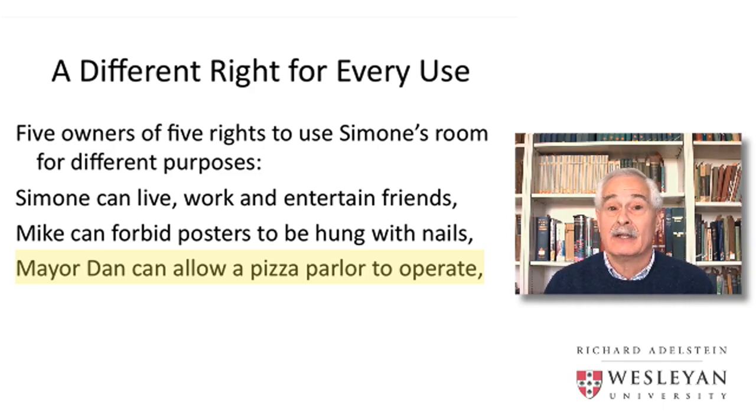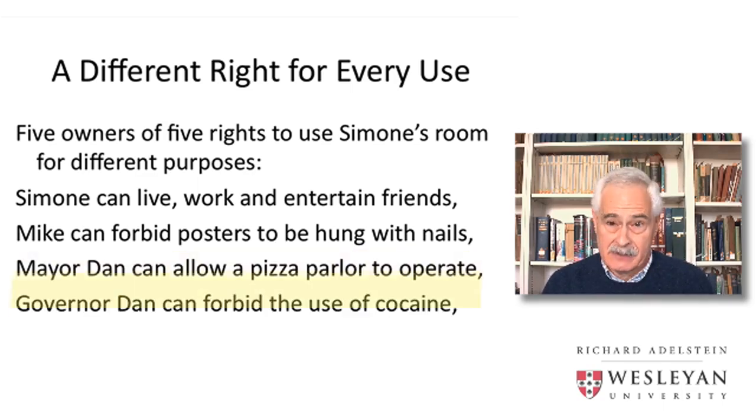Governor Dan goes further and forbids the use of cocaine in Simone's room, not just by Simone, not just by Governor Dan himself, but by everybody. Where Mayor Dan might allow some pizza parlors to operate somewhere, Governor Dan would like to see the use of cocaine forbidden everywhere in the state of Connecticut.